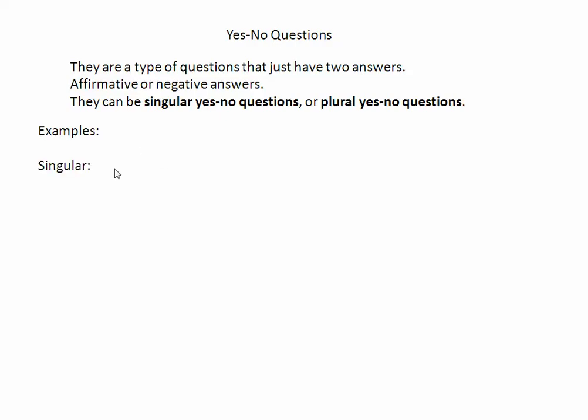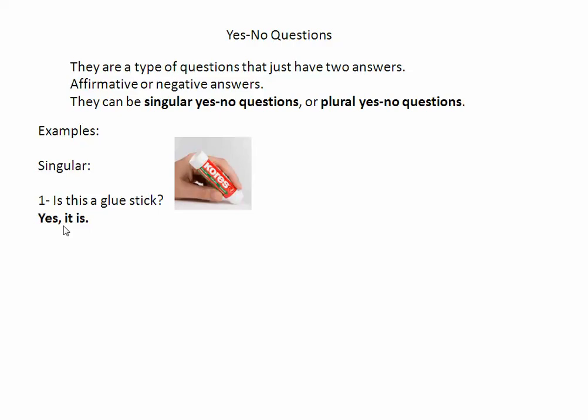Example number 1, in the singular form we have this picture, and the question is, is this a glue stick? And of course the answer is yes it is. This is the affirmative answer of a yes no question. And we have number 2, is this a ruler? Of course it is not, so the answer is no it isn't. This is the affirmative and the negative answer of a yes no question in the singular form.